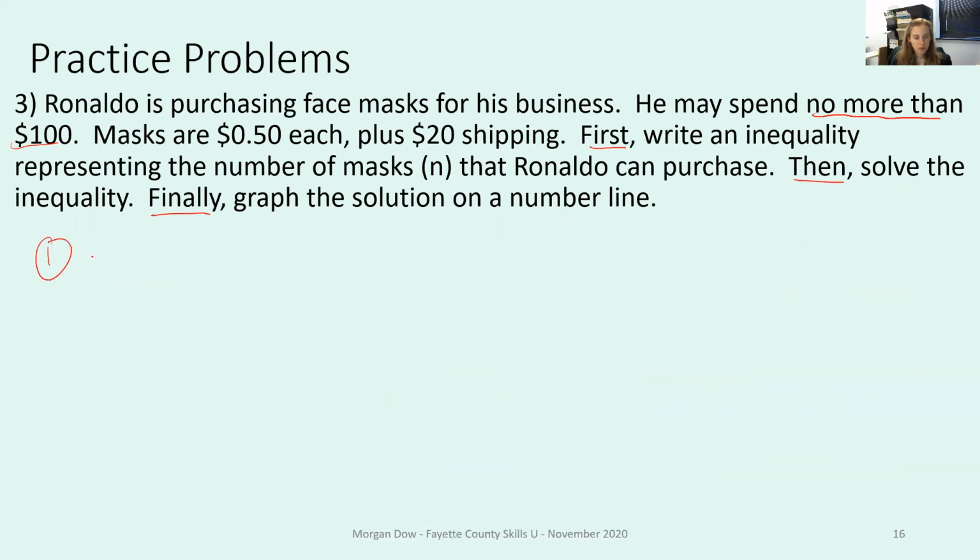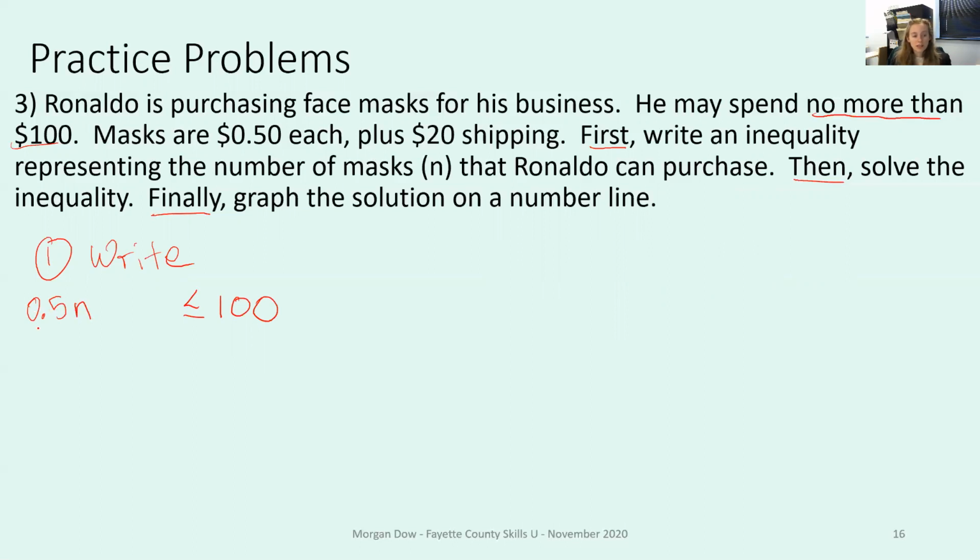So what we're doing here is we're writing the inequality. We can go up to $100, right? We can be under it, we just can't go over it. So we need to be less than or equal to $100. Now what goes into that $100? Well, we know it's 50 cents each. So 50 cents times whatever number of masks we buy. I'm going to simplify that to just 0.5 instead of 0.50.